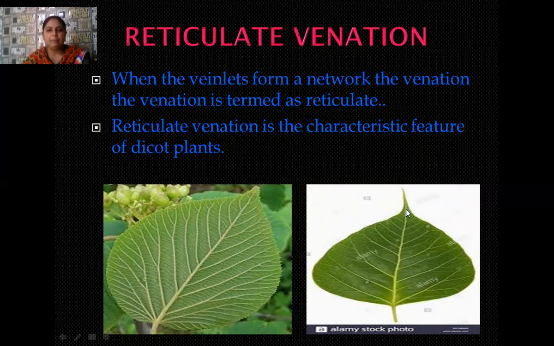In the leaf of the peepal tree, the midrib is very much visible to you. From the midrib, so many veins and further veinlets arise. So there is a network of veins within the lamina. So it is known as reticulate venation. This is the identifying feature of the dicot.